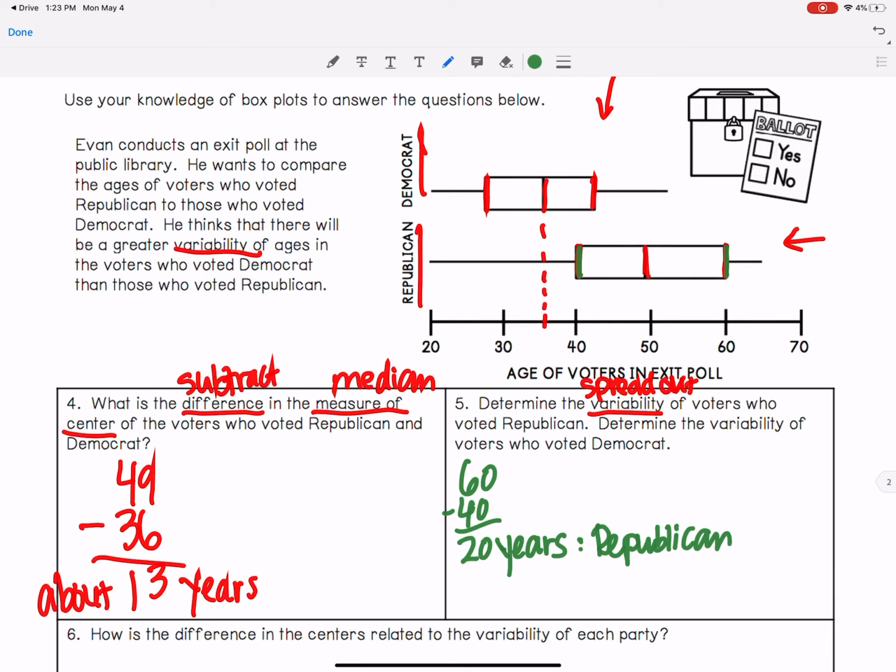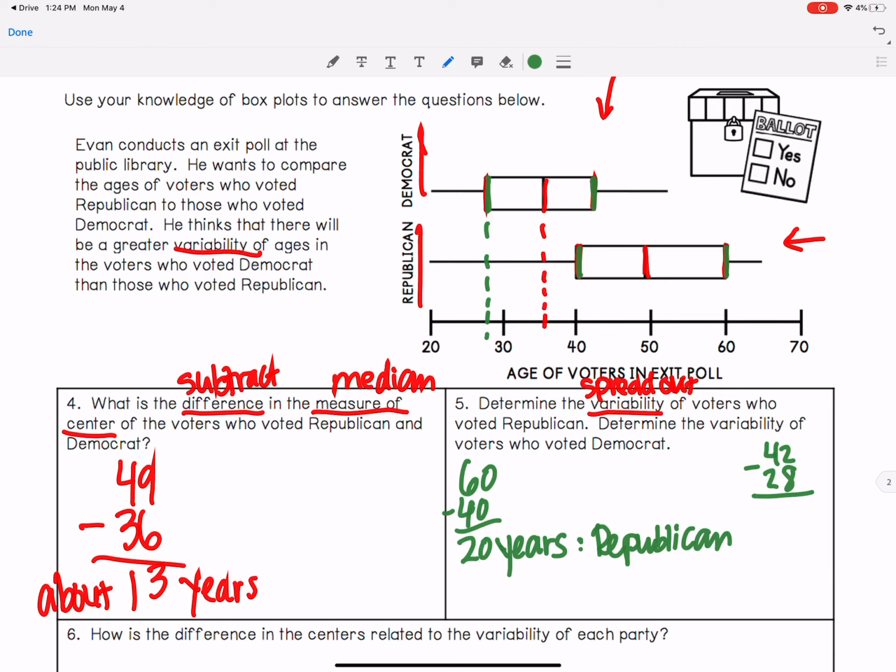All right, how spread out were the Democrats? What was their variability here? Let's take the highest number. I'm going to say that's 42. Yeah, let's say 42. And let's subtract the smallest number. I'm going to say that's 28.